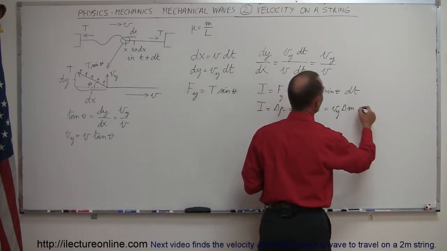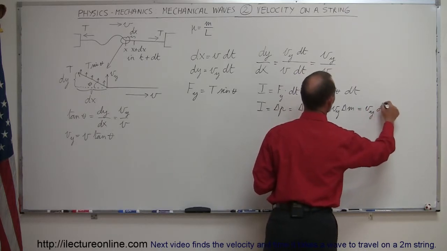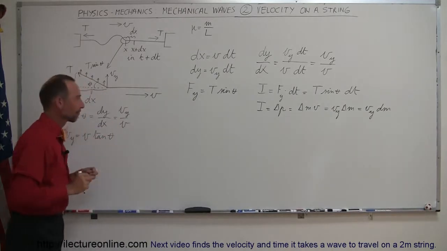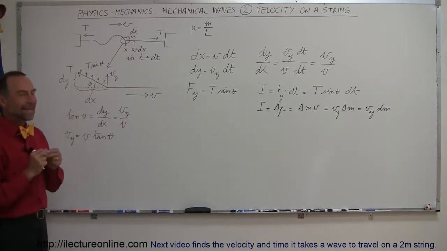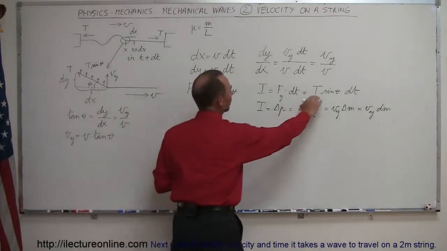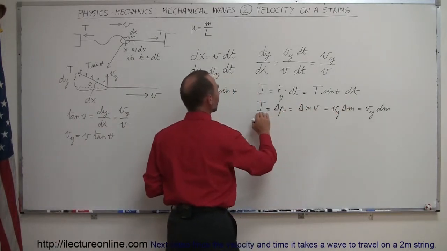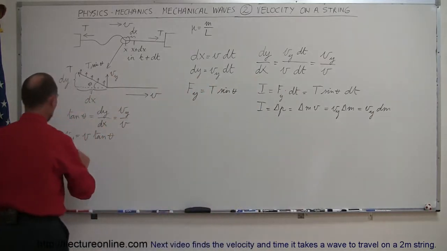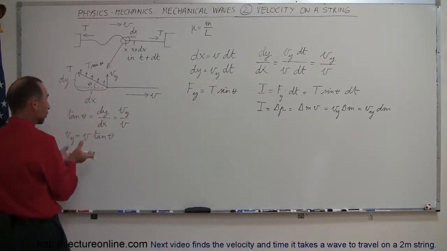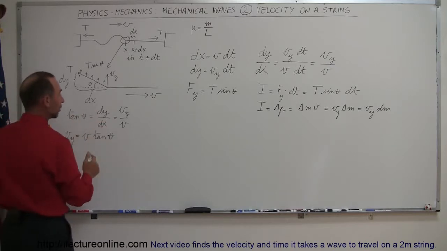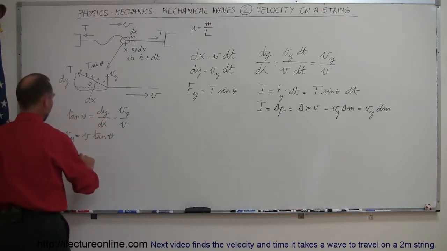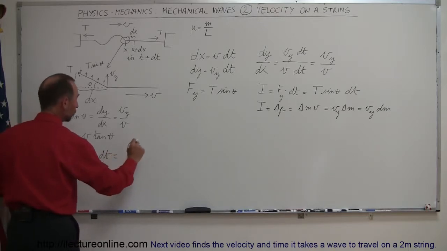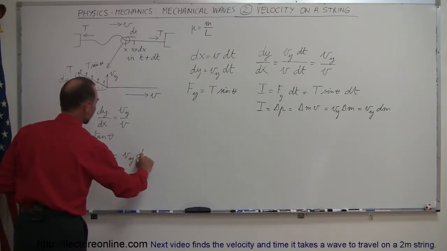And delta m we can write as dm, so this is v sub y times the small amount of mass of the string associated with this small little segment right here. Okay, now we can set the impulse, T sine theta dt, equal to the impulse as a change in momentum, which is vy dm. So now we can say that the impulse causing the string to go up is equal to the change in momentum of the string. So the tension times the sine of theta dt is equal to v in the y direction dm.